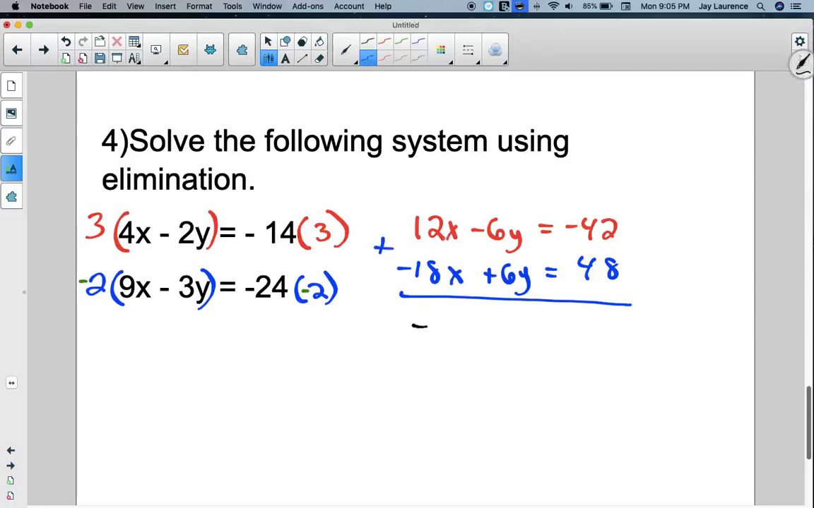Now I like to add these equations together. And so I'm going to get a negative 6x. That's going to equal a positive 6. I'm going to divide by negative 6. So therefore x is going to equal negative 1.